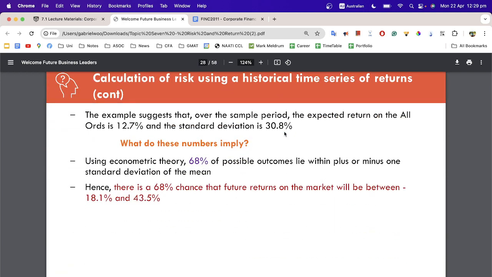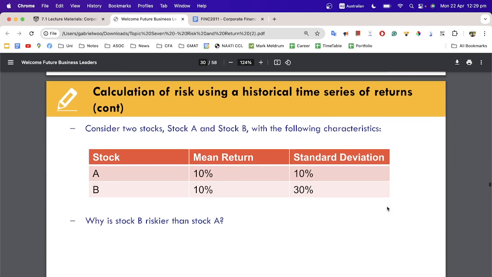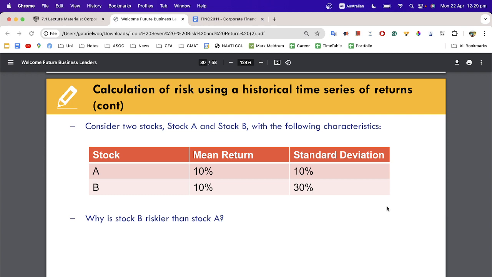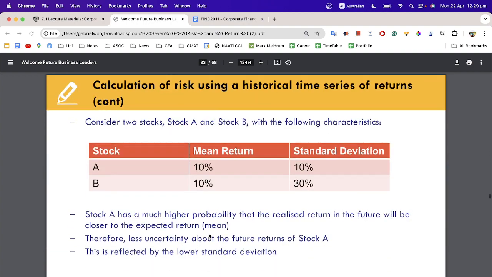So the example suggests that over the sample period, an expected return for all ordinaries, which is the index that we are using, is 12.7%, and the standard deviation is 30.8%. So hence, there is a 68% chance. This is the normal distribution here. 68% chance the future returns on the market will be between 18.1 and 43.5%. So this is a distribution here. Now, calculations of risks using a historical time series of return. So here we could just continue seeing the distribution here.